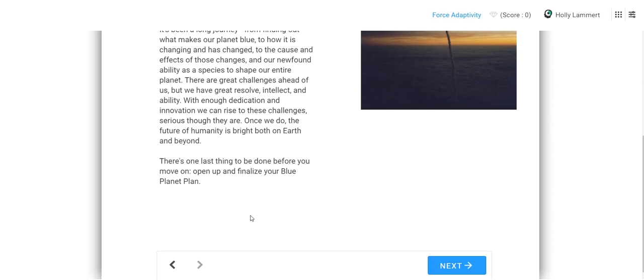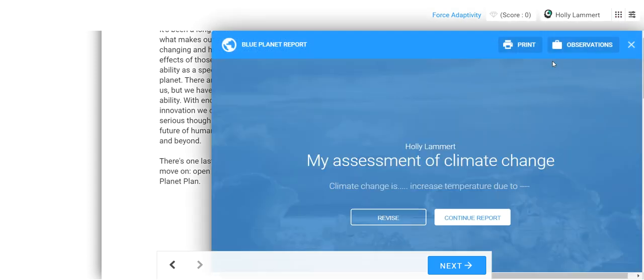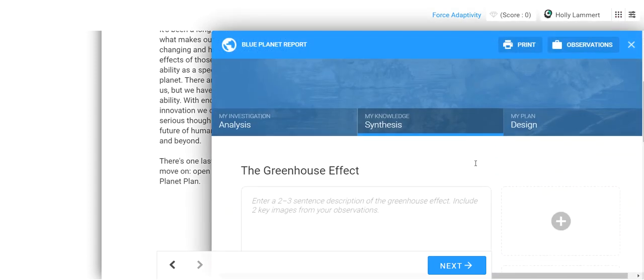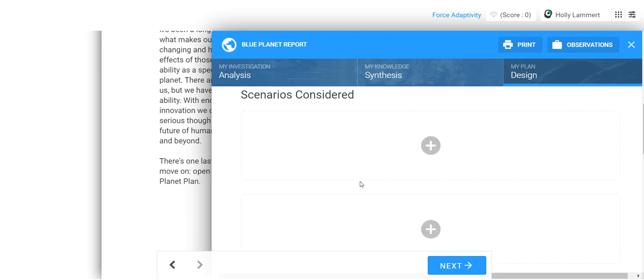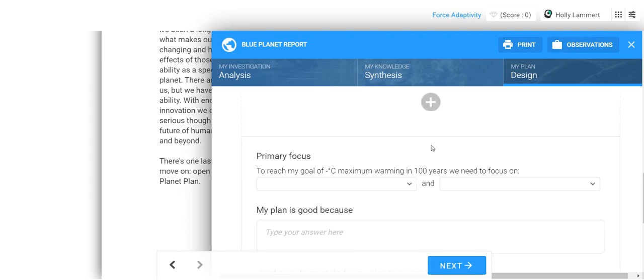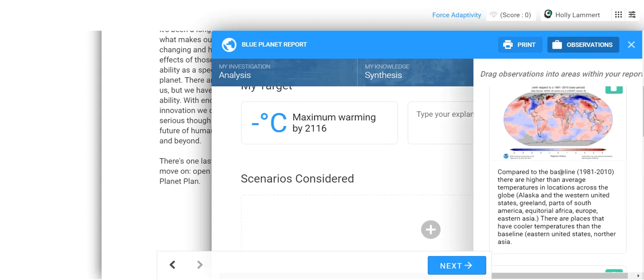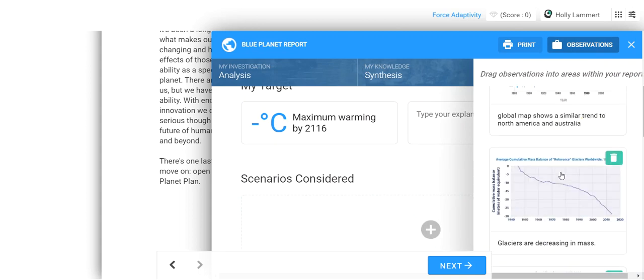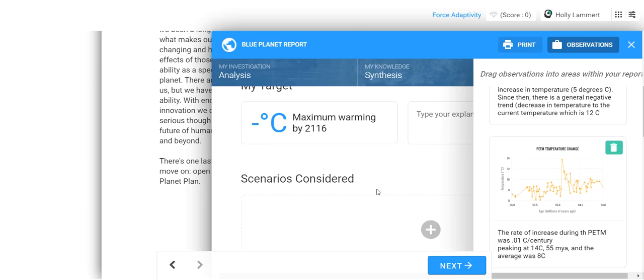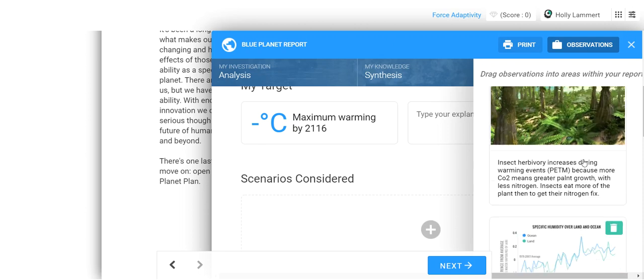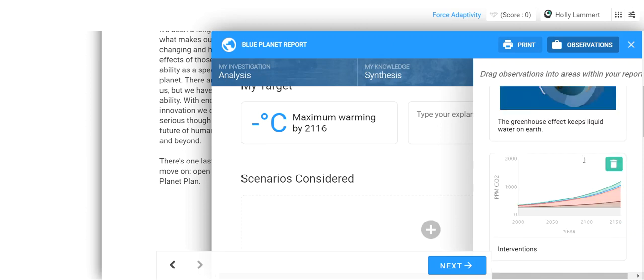There's one last thing to do before you move on. Open up and finalize your Blue Planet plan. So you're going to go here, go to your Blue Planet, and go to My Design. And then you're going to work through, like for each one of these, you can add your observation. So you definitely would have wanted to add a lot of those observations that we just made. As you go through the lesson, you can actually add the observation.